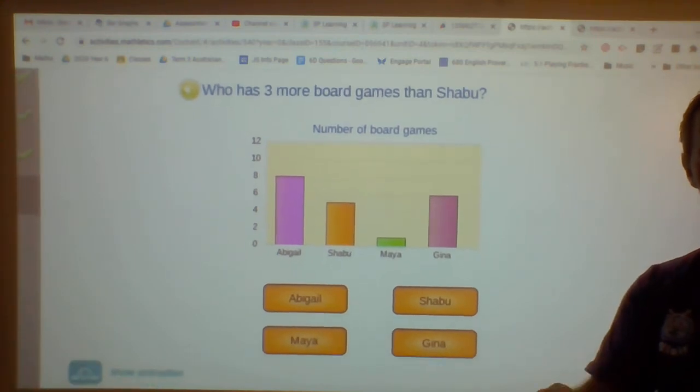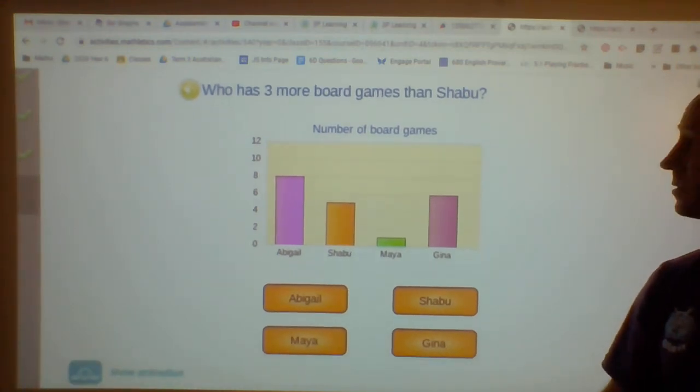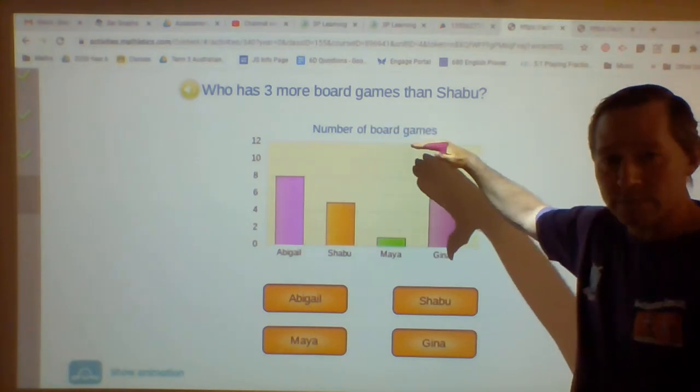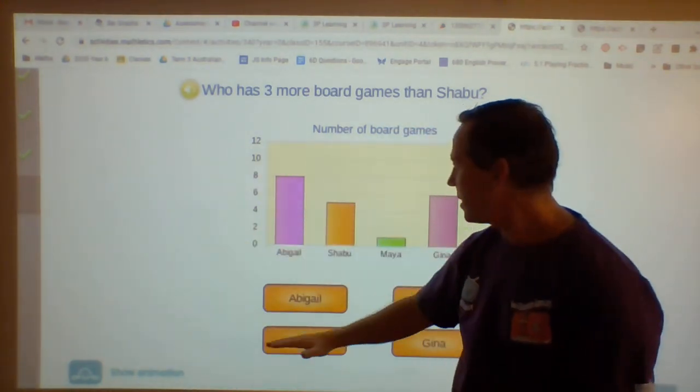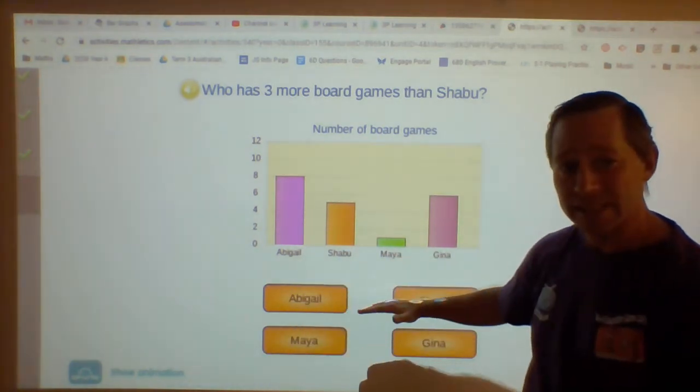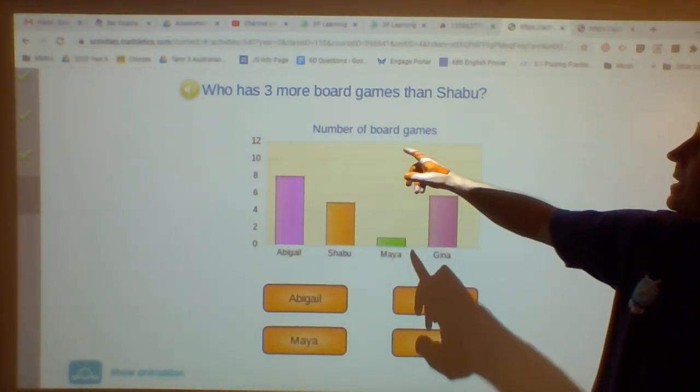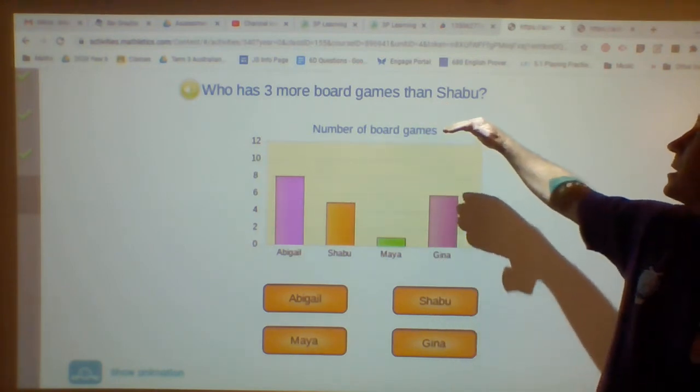Who has 3 more board games than Shabu? So here's the title, number of board games. Again, I'd have this labeled down here. What is that information telling me? And this one down here, what is this information telling me? So in this case, number of board games. Who has 3 more than Shabu?